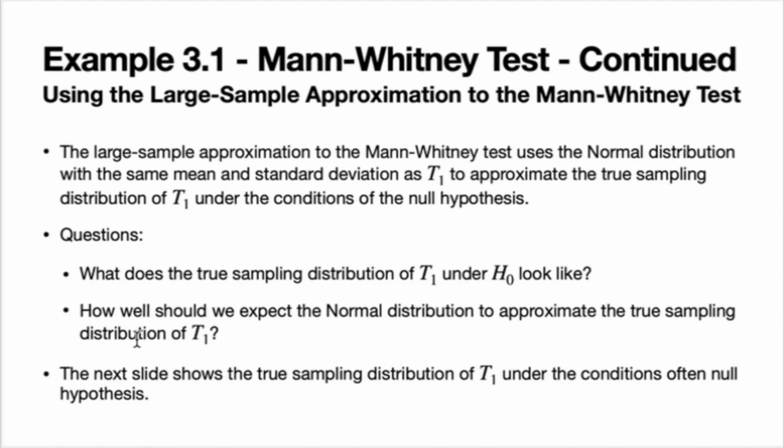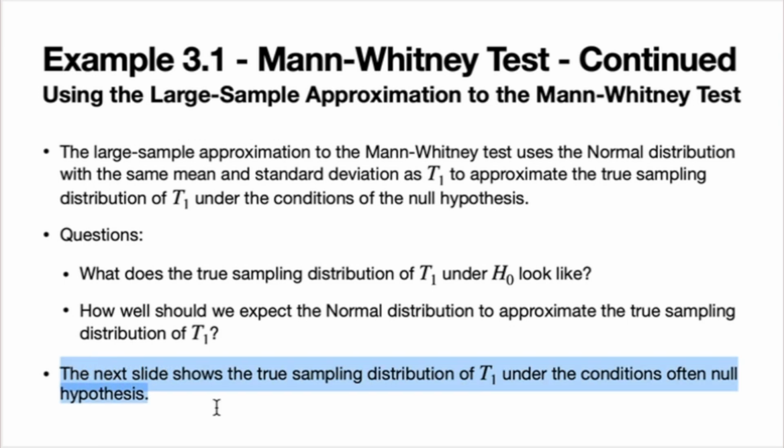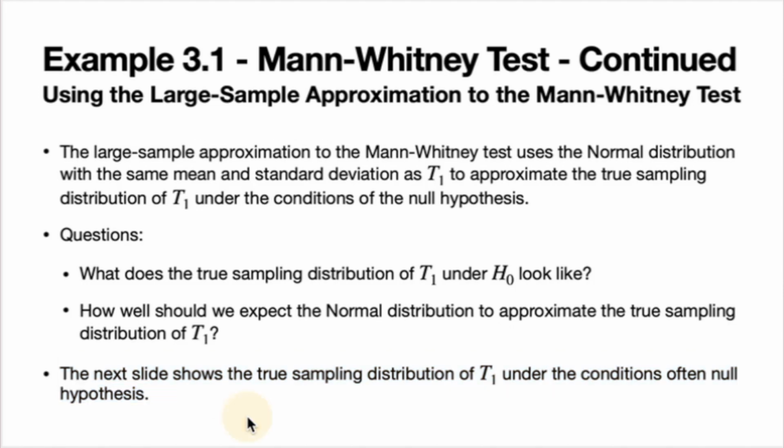But what I'm going to do next is show you, in this next slide, this particular situation. Remember what this situation is. We've got a total sample size of only 18. N1 is 8, N2 is 10. So the total sample size is 18. What does the true sampling distribution of T1 look like under the conditions of the null hypothesis? That is the context under which we're talking about this true sampling distribution of T1.